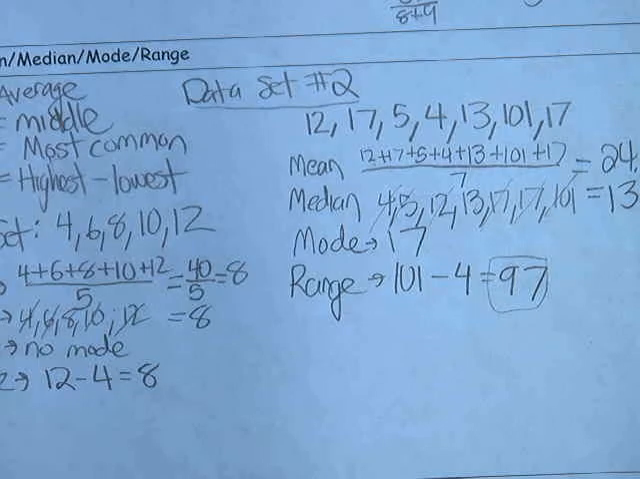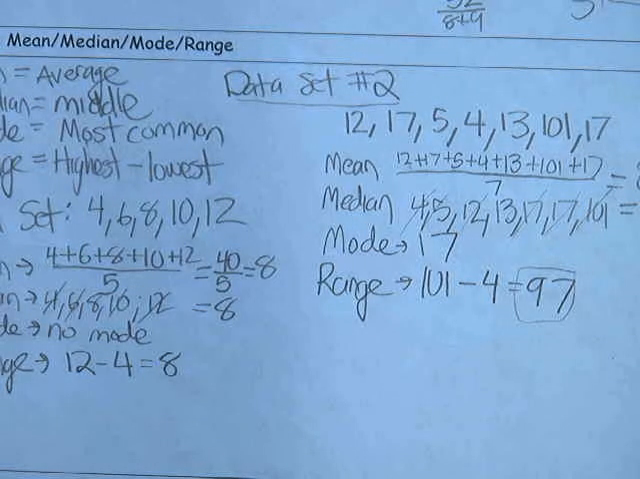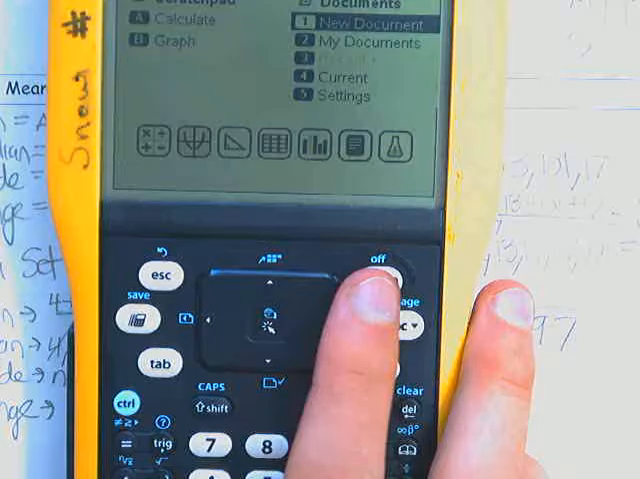Alright, I'm going to do mean, median, mode, and range in calculators. Now, we really only do the mean and median in calculators. Mode and range are both easy to do without calculators, but there's a shortcut on the calculator to finding the median and the mean. So first we go to the home page by pressing the on button.